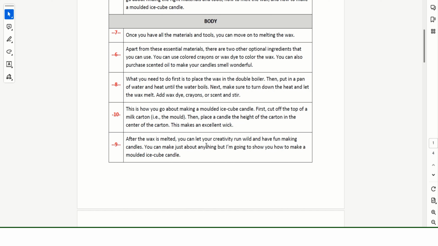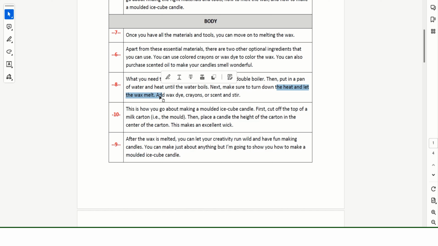Right. So we should know by now that this is number 7 because of the words once you have all the materials and tools. Okay, then you go to number 8 here. What you need to do first is to place the wax in the double boiler. So you are in the process of melting the wax. Then put in a pan of water and heat until the water boils. Next, make sure to turn down the heat and let the wax melt. Add wax dye, crayons or sand and stir. So let the wax melt. So this is the process.